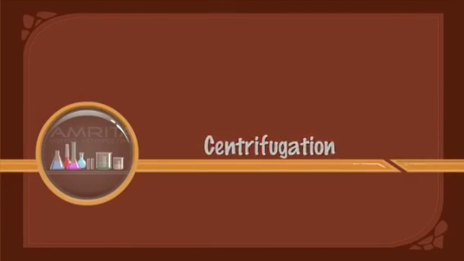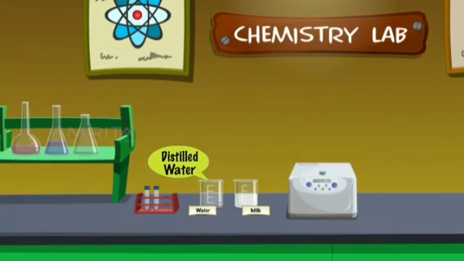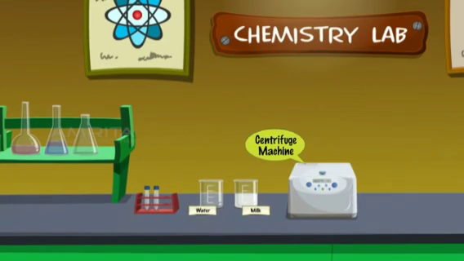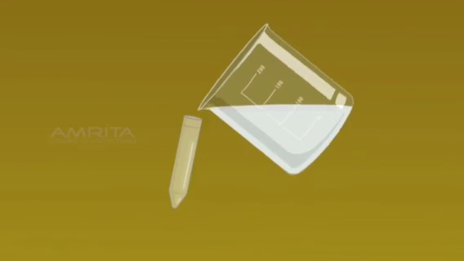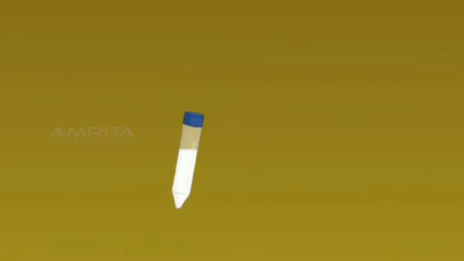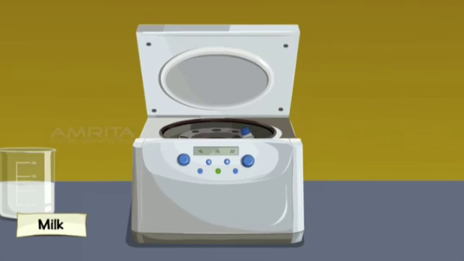Centrifugation. We require milk, distilled water, centrifuge tubes, centrifuge machine. Take a centrifuge tube and fill 3/4 of it with milk. Place the centrifuge tube in one of the holes of the rotor of the centrifuge machine.